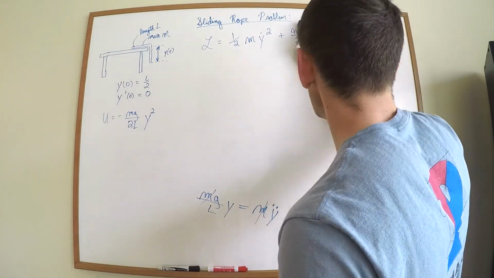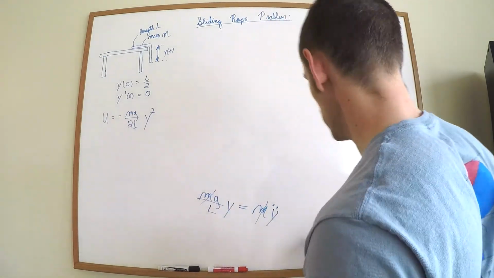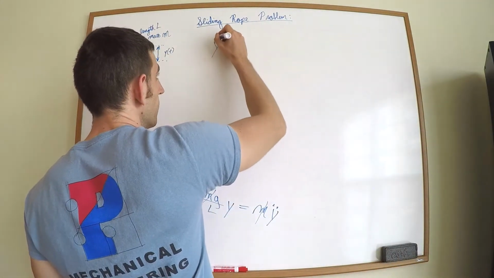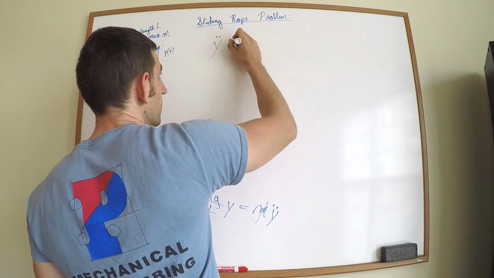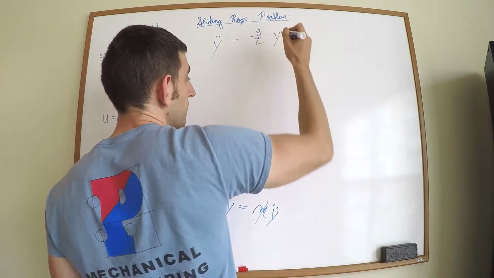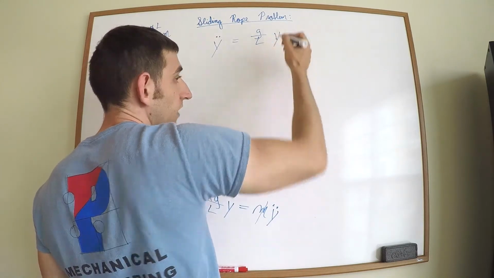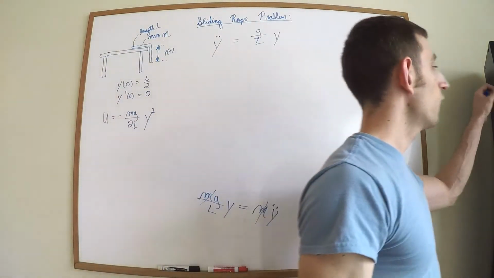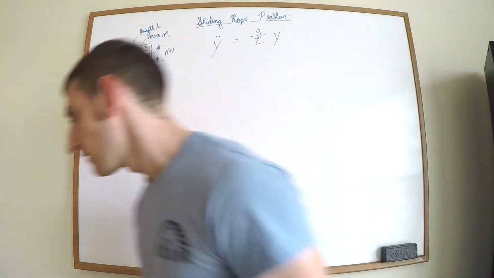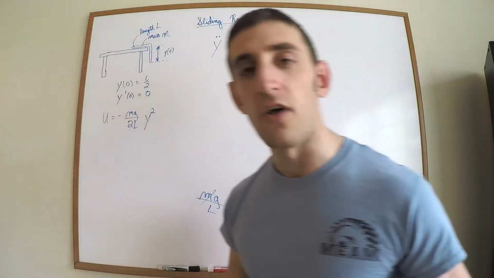And take this equation of motion, write it up here so we get y double dot is equal to g over L times y. That is what governs what we're going to do. That is the formula we're going to use for figuring out the motion here. And all we need to do is solve this.